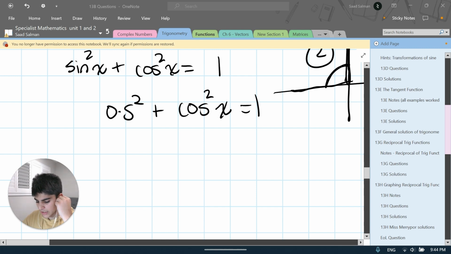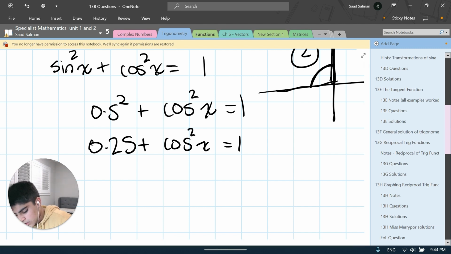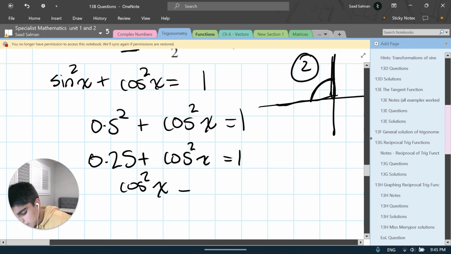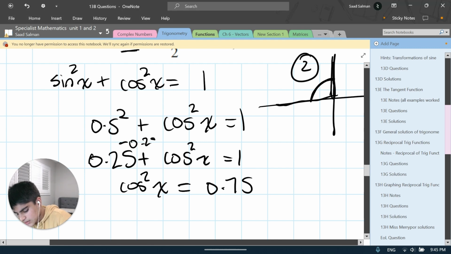Now looking on my calculator, 0.5 squared equals 0.25. 0.25 plus cos squared x equals 1. Cosine squared x equals 0.75. We're subtracting 0.25 from both sides.